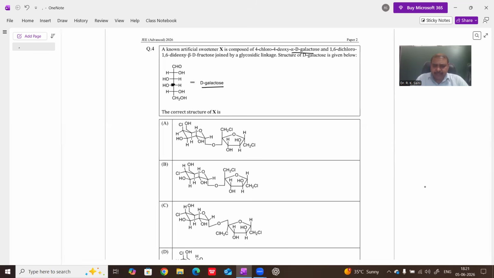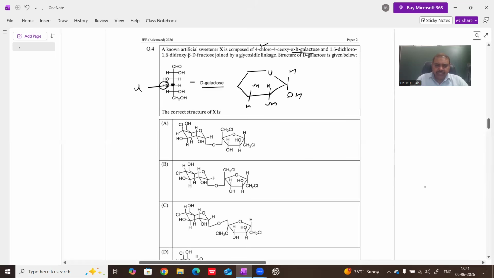Therefore, our projection formula is of the following type. This OH is replaced by Cl because it is 4-chloro, and hence we write the alpha form: H, OH, that one is H, OH, OH, H, H and Cl, and H and CH2OH. It is the alpha-D-galactose, 4-chloro-alpha-D-galactose.